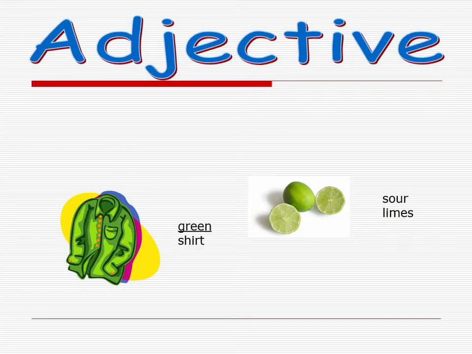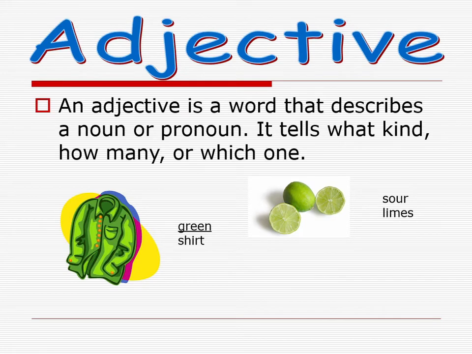So now let's go into the adjective. Now what is an adjective? An adjective is a word that describes a noun or a pronoun. It tells what kind, how many, or which one. Like the green shirt. The word green is an adjective. It describes the shirt. Which color is it? It's green. So the word green is an adjective.